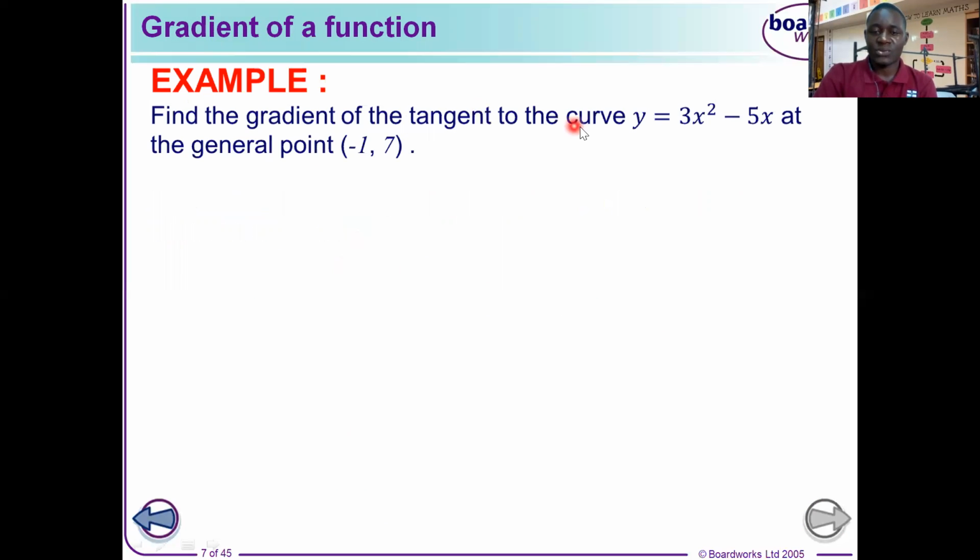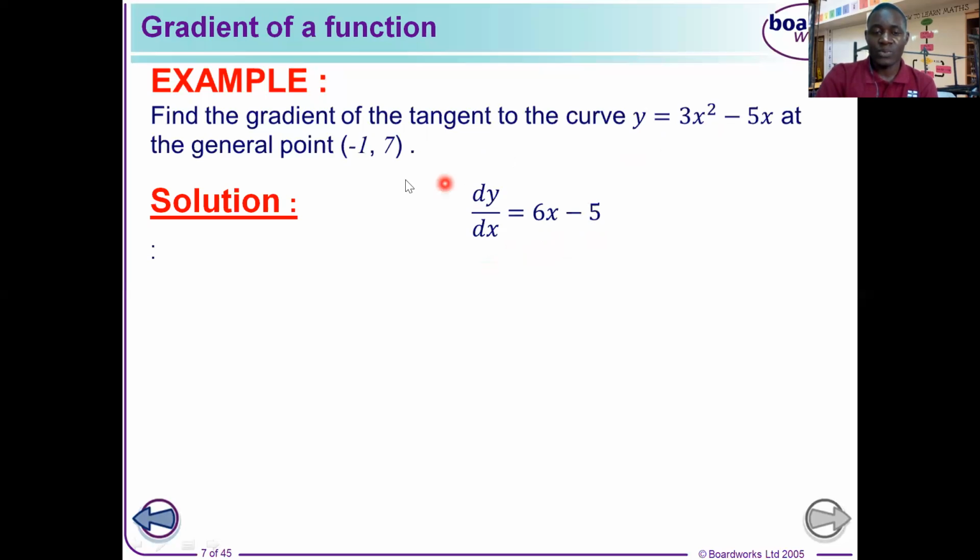Find the gradient of the tangent to the curve y equal to 3x squared minus 5x at the point minus 1, comma 7. So step 1 is to find the gradient function. Our gradient function will be dy/dx, the derivative of y with respect to x, and that will give us 6x minus 5. 2 times 3, that's 6. Then we have x raised to power 2 minus 1. So you subtract 1 from 2, that will give us x raised to power 1. So we have 6x minus 5. This is our gradient function. That is what we require to find the gradient.